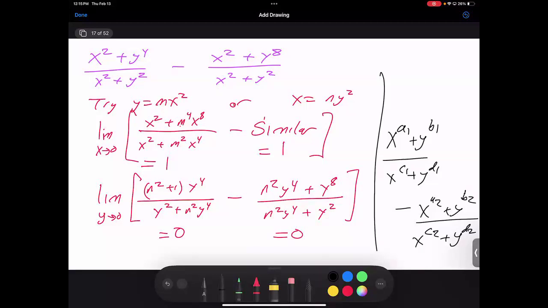So maybe the problem is I don't want things to be of the same exponent in the denominator. Maybe I do want something like an x squared plus y to the fourth. So I'll leave this for you as to, can you search and find an example? I will let you know that there is an example.